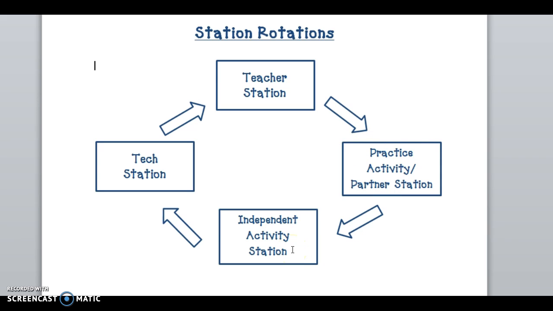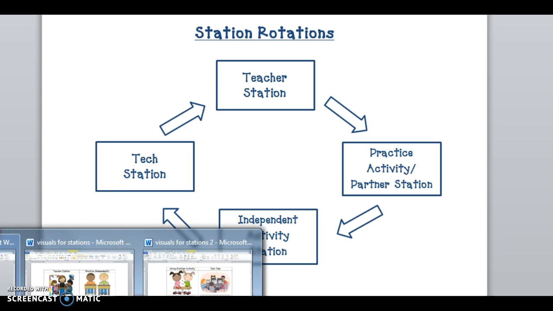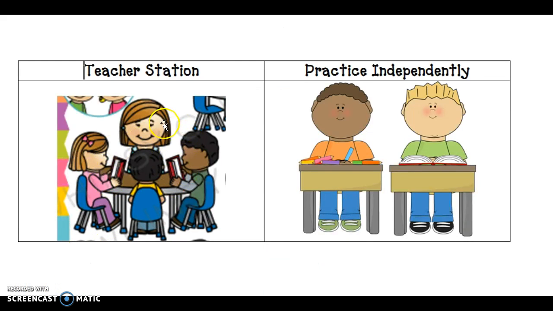There they would already have the assignment. Like I said, I would either have the assignment written on the board or I would have told them in the teacher station, but probably written on the board so that everyone would know what to do when they're at that activity. They would get in their journals and start solving problems. Then they would go to the tech station where they would get online and solve those problems by themselves.